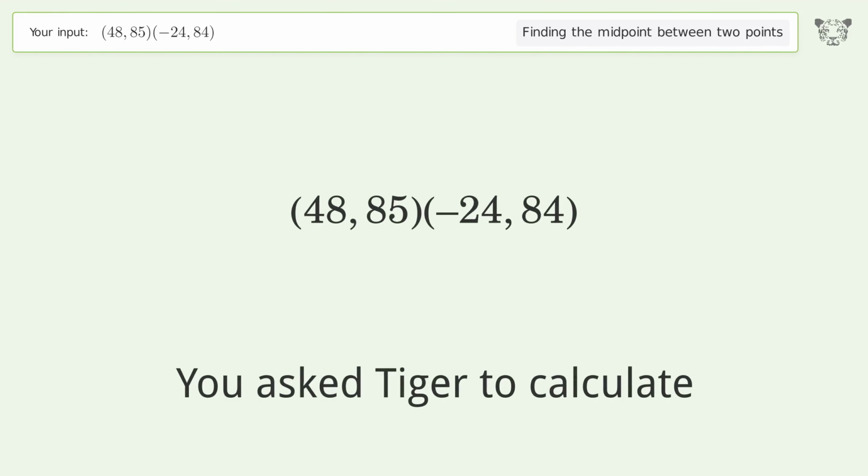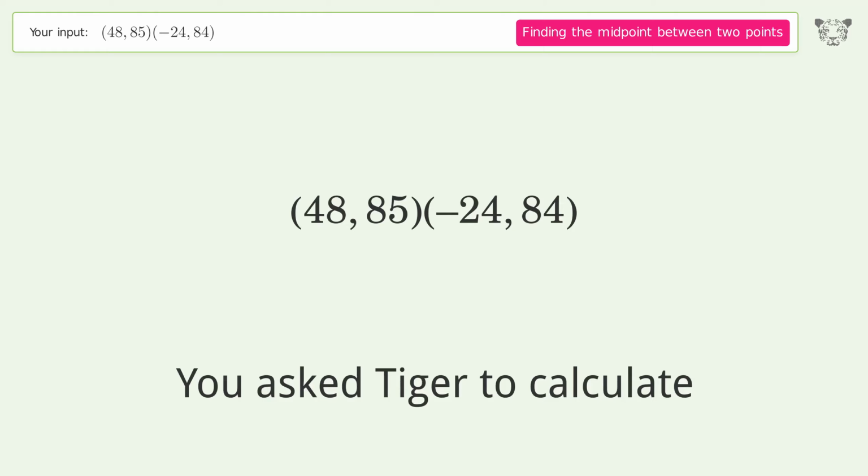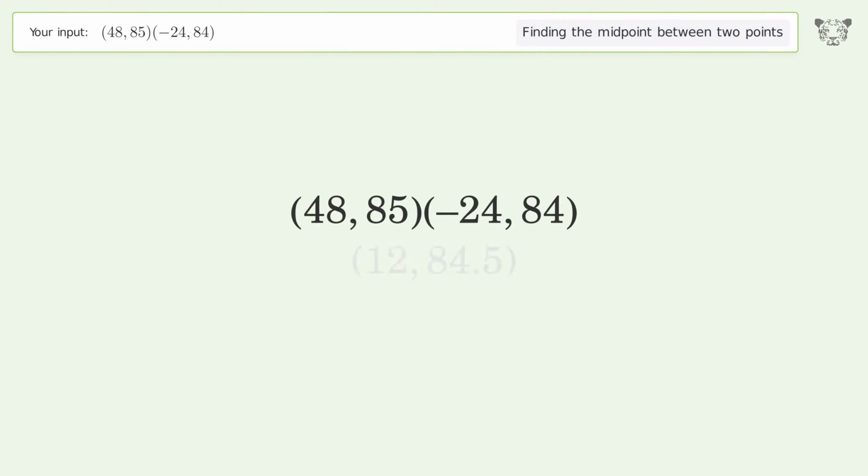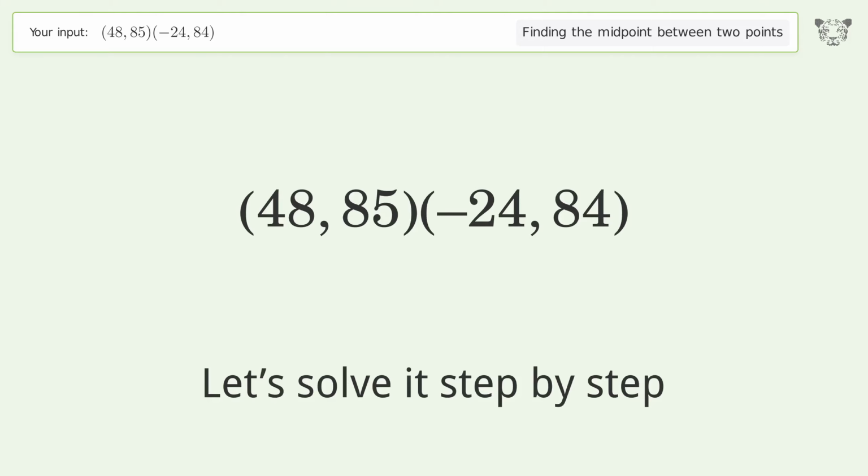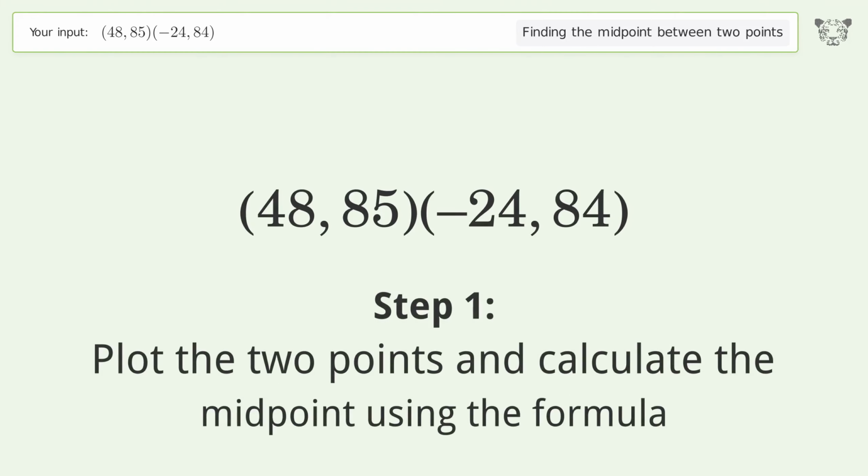You ask Tiger to calculate. This deals with finding the midpoint between 2 points. The midpoint between the 2 points is 1284.5. Let's solve it step by step. Plot the 2 points and calculate the midpoint using the formula.